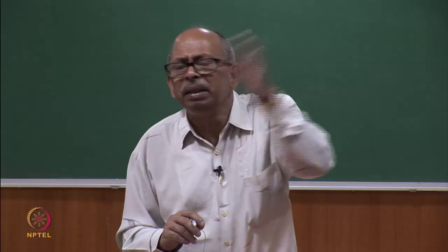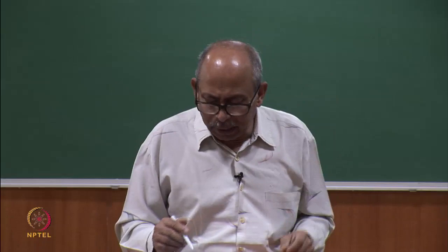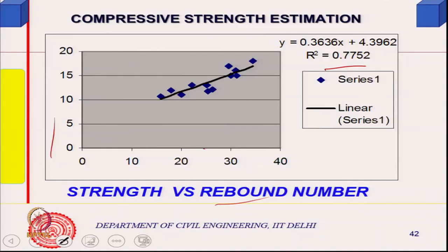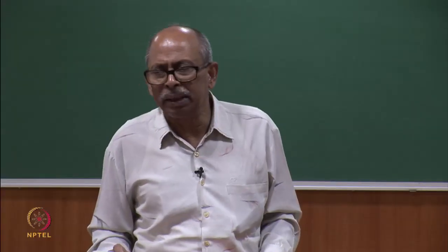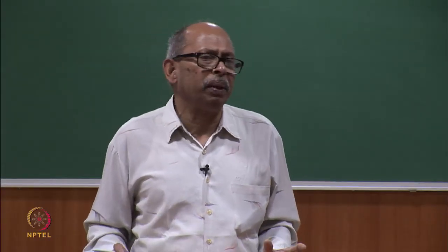So, you can establish this kind of correlation and then from the rebound number value predict the strength using this correlation. So, do an extensive rebound hammer test all over the place, you will get several values, and correspondingly from this you estimate the strength using this kind of equation. The error is suggested to be of the order of around plus minus 20%.